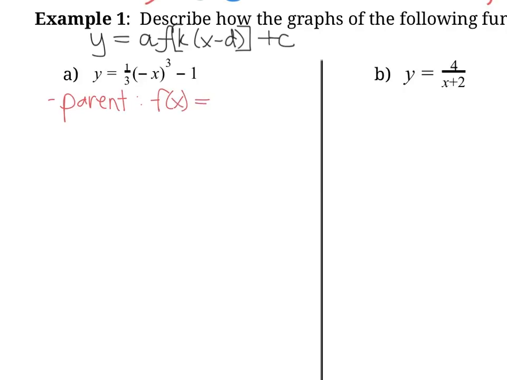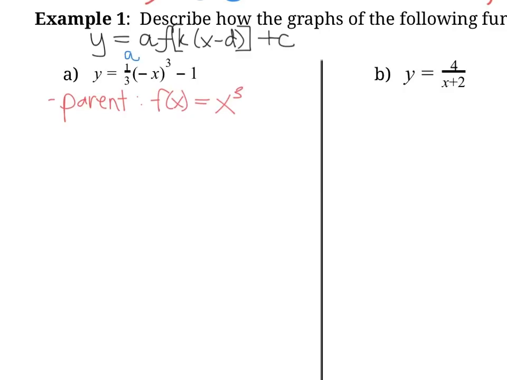So f of x equals x cubed, not the cube root, x to the power of 3. Okay, so our parent function is the cubic function. Now let's go one by one and start naming these. So this one here, what letter is this? Well, it's outside the function because it's not being cubed. So this must be a.